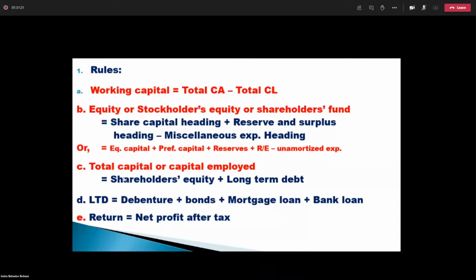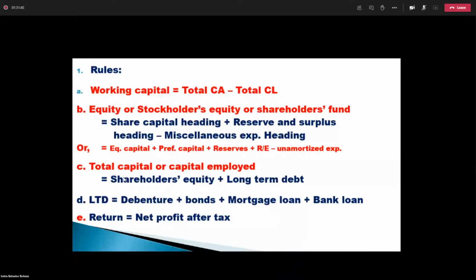And long-term debt plus shareholders' equity, which you calculated from B number, will be added. The sum of shareholders' equity and long-term debt is the total capital or capital employed. And another is return. Return, in the simple sense, is the net profit after tax, or the profit earned by the company after payment of tax.